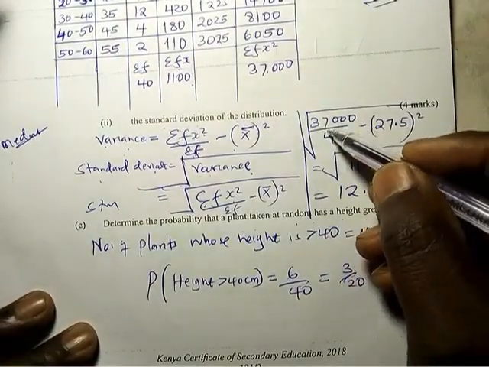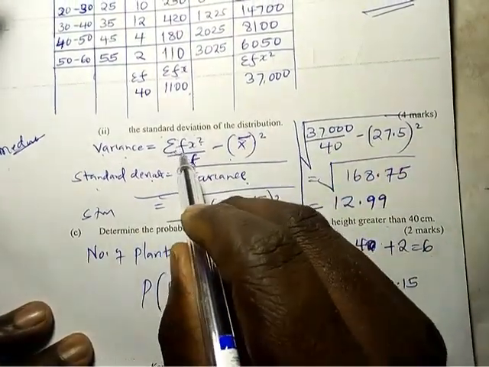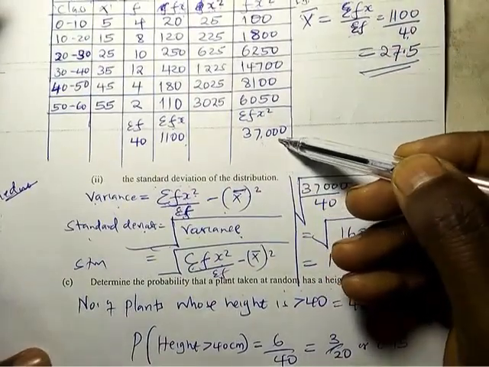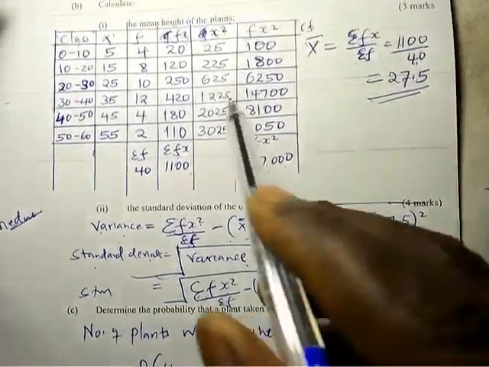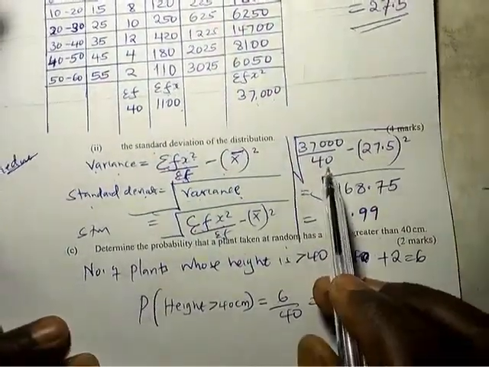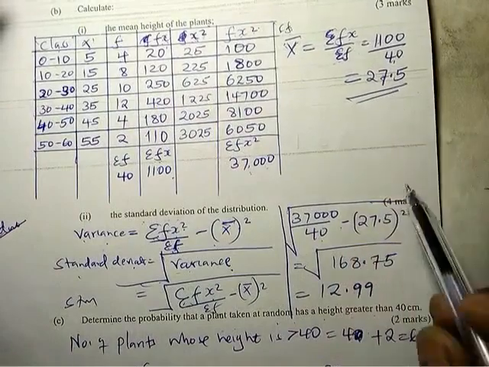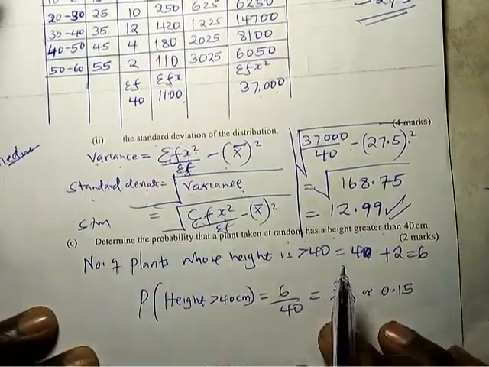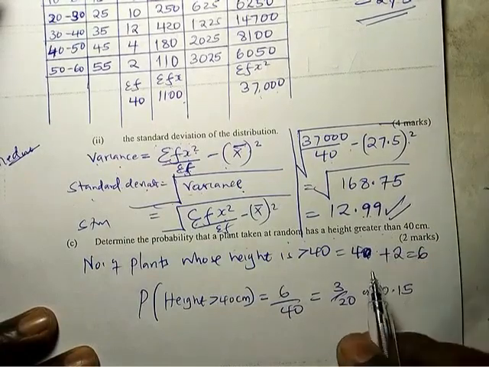So that is now the summation fx square, sum ni kuongeza zote, hii ilileta 37,000, ndio hii divide by the total sum ilikuwa 40, the total frequency ni 40, divided by 40 minus the mean square. So that one gives us the standard deviation as 12.99.